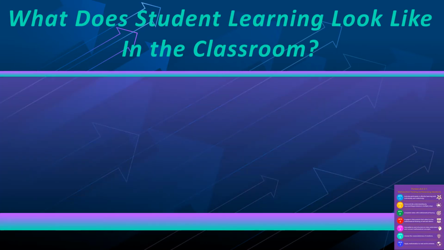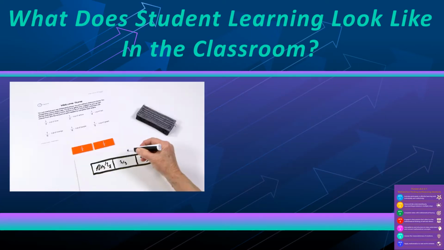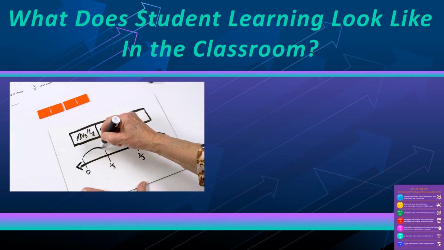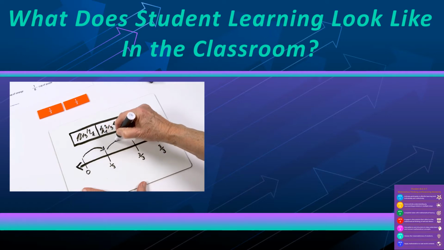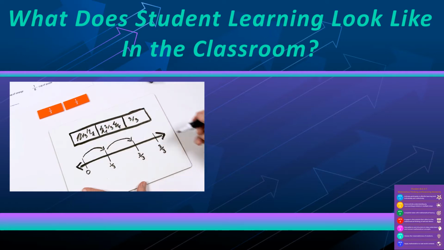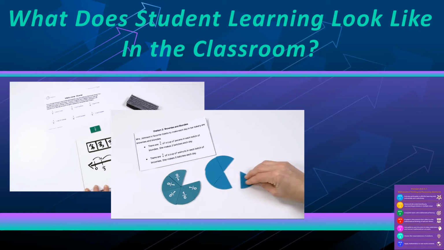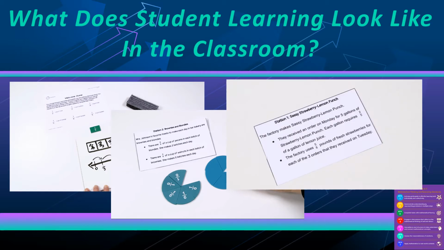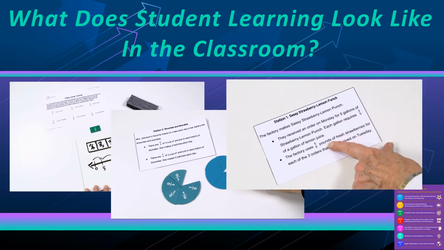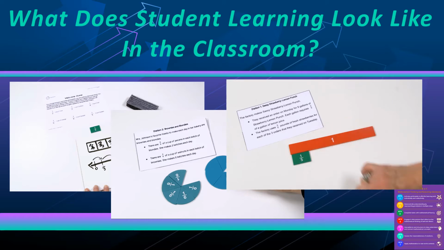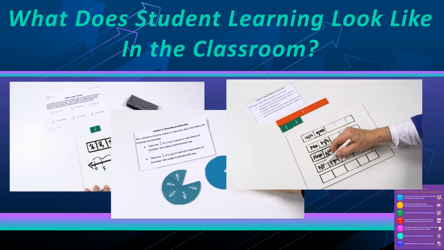What does student learning look like in the classroom? To begin with, you'll want to start with students multiplying unit fractions by whole numbers. You can do that with fraction tiles, drawing out the fraction tiles, and even with number lines. Students will then move to multiplying whole numbers by fractions. You can see that here, again, used with fraction tiles, as well as fraction circles. Students will then move to multiplying fractions by whole numbers. Fraction tiles are another great way to represent this, as well as using a model.